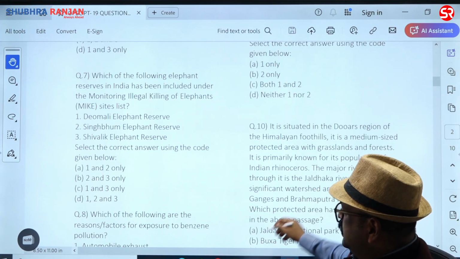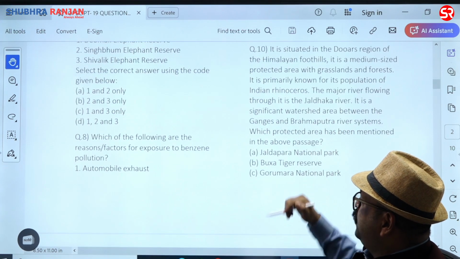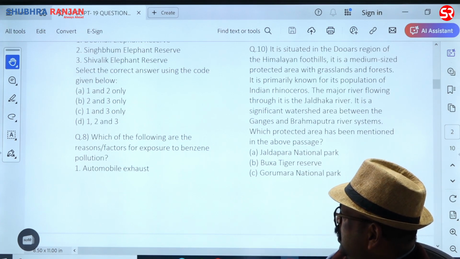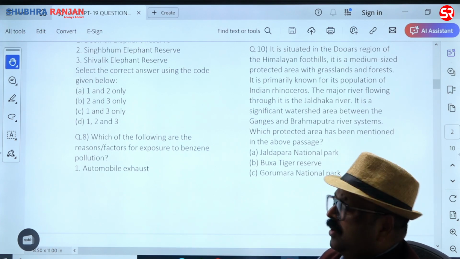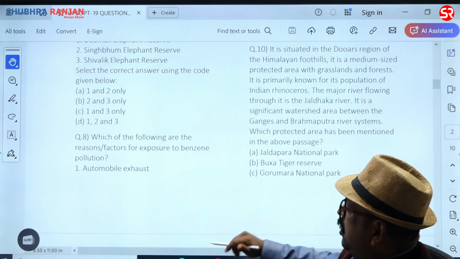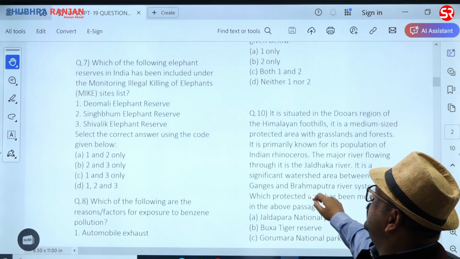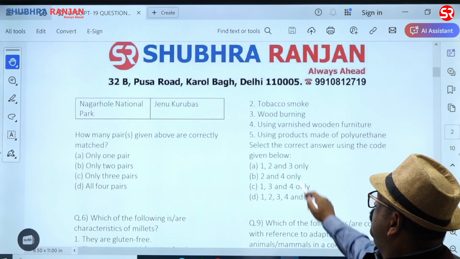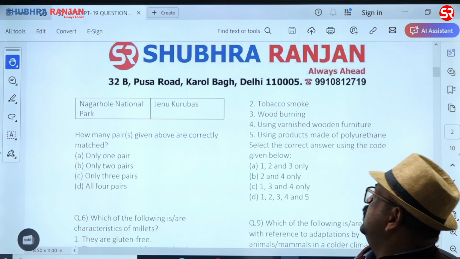Okay, let's come to question number 8. Which of the following is a risk factor for exposure to benzene pollution? So benzene is a volatile organic chemical. Yes, it is in automobile exhaust. Benzene is there, so you will find benzene over there. Apart from it, tobacco smoke also contains benzene.